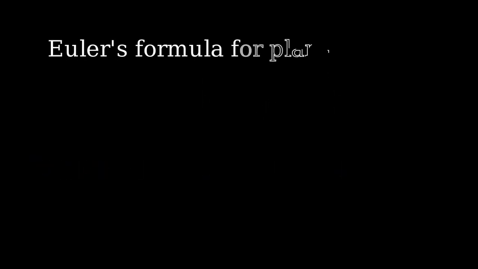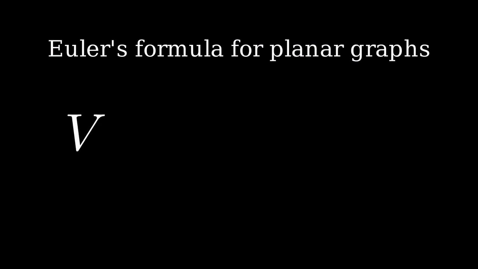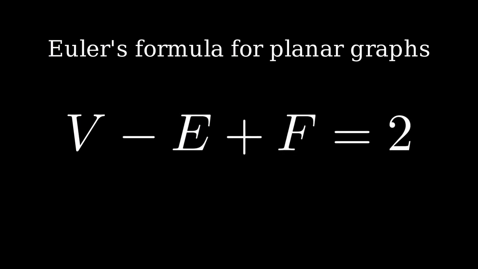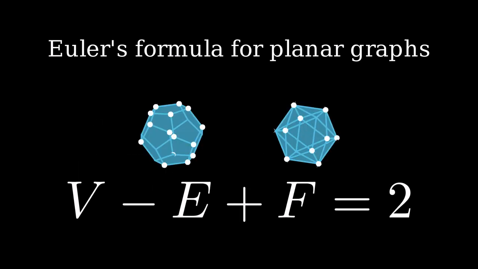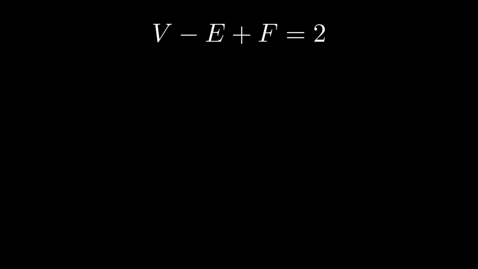There's another tool we need to do this, Euler's formula for planar graphs. The formula states that the number of vertices of a planar graph V minus the number of edges E plus the number of faces F equals 2. You might have seen this before as a formula for convex polyhedra, but it works equally well for planar graphs, and many of the same proofs apply to both cases. We'll just take this formula as a given here.